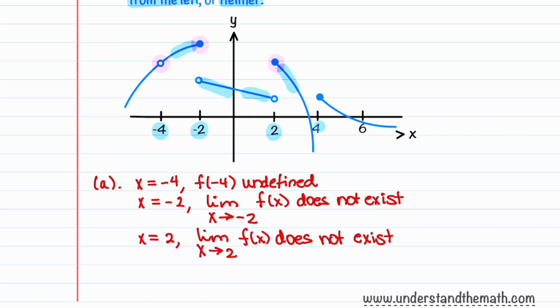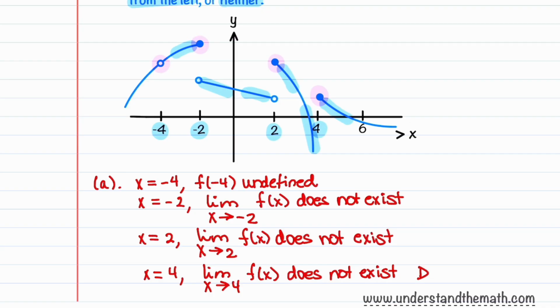Let's now look at our last point. That is x is equal to 4. For this point, our function exists. However, the limit from the left does not equal the limit from the right. So we'll write down x is equal to 4. The limit as x goes to 4 of f of x does not exist. Sometimes you can write does not exist as DNE, and that will make things a little bit quicker.